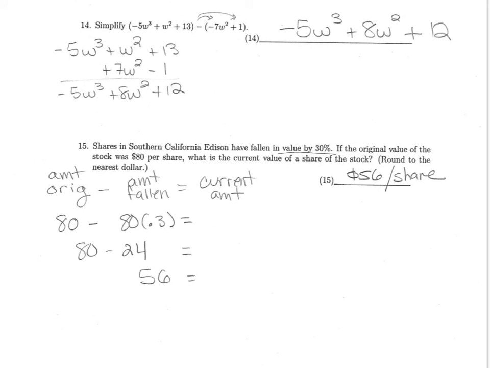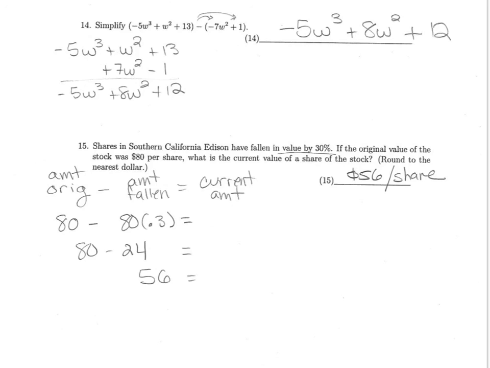In the next one, you have shares. They fell by 30%. If the original value is 80, what's the current value? Round to the nearest dollar. So we have the original amount minus the amount that's fallen. You get the current amount. Well, the original is 80. It fell 30%. So 80 times 0.3, we changed 30% to 0.3. 0.3 times 80, you can do your long arithmetic over here. You get 24. Subtract those two to get 56.